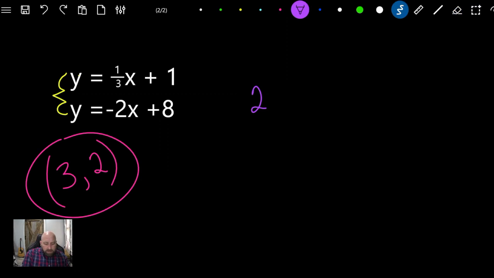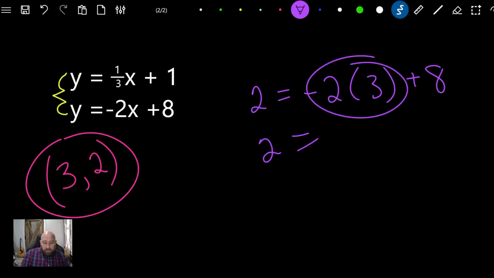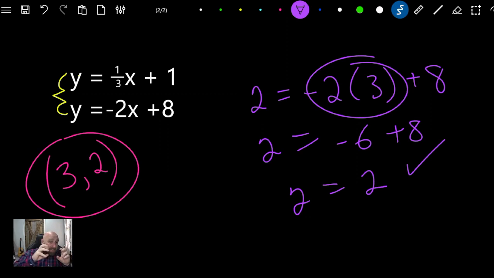So y is 2, right there, y is 2, and that equals negative 2 times x. X is 3, plus 8, excuse me. So we just want to do this. 2 equals negative 6 plus 8. Negative 6 plus 8 is 2. 2 equals 2. Yes, we got it correct. Both of them worked. So when I checked the solution, it worked. It satisfied both of those equations. And so, in other words, we were able to get our answer correct.